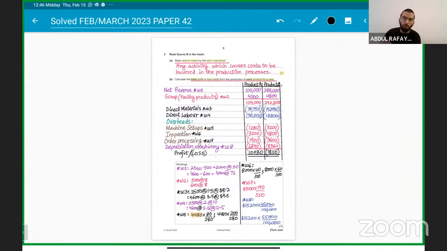Product A is at a profit, and product B is running at a loss, it is loss making, we are burning money in it, but in product A we are at a profit. Okay, getting it, guys? Clear? Understood? Part A and B is done.